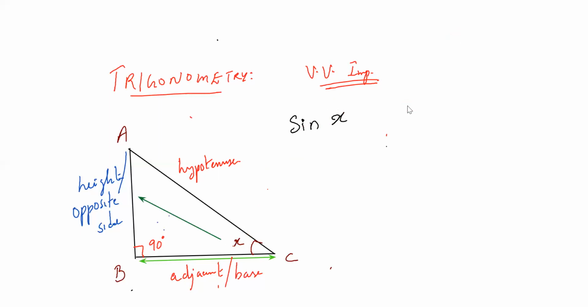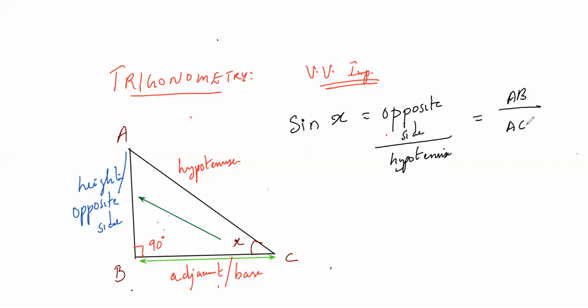So what is sin X? Sin X is opposite side by hypotenuse. I'll write down here: sin X is equal to opposite side by hypotenuse, which is nothing but AB by AC.